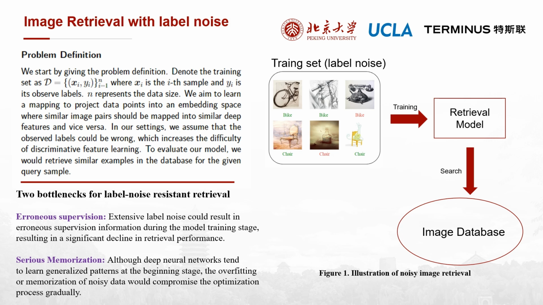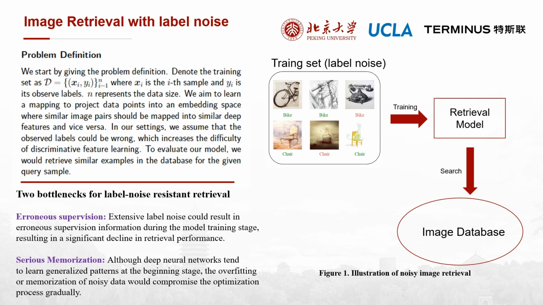Given the training set, we aim to learn a mapping to project data points into an embedding space, where similar image pairs should be mapped into similar deep features. As for label noise, in our setting, we assume that the observed labels could be wrong.